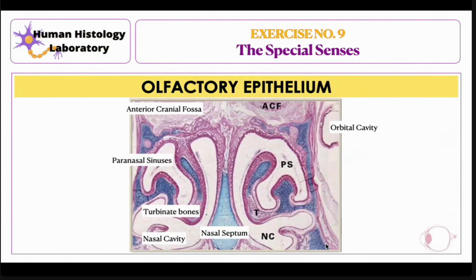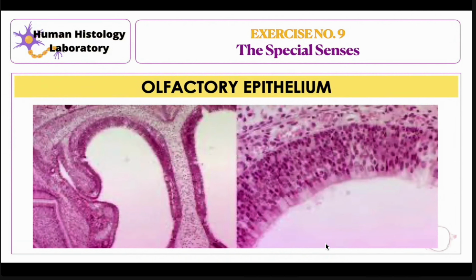Then we have the olfactory epithelium. Take note of the different parts. We have the anterior cranial fossa, the paranasal sinuses, turbinate bones, nasal cavity, nasal septum, and orbital cavity. Now, where should you look for the epithelium or the olfactory epithelium? You're going to look for the olfactory epithelium on this part, dito sa may nasal cavity.